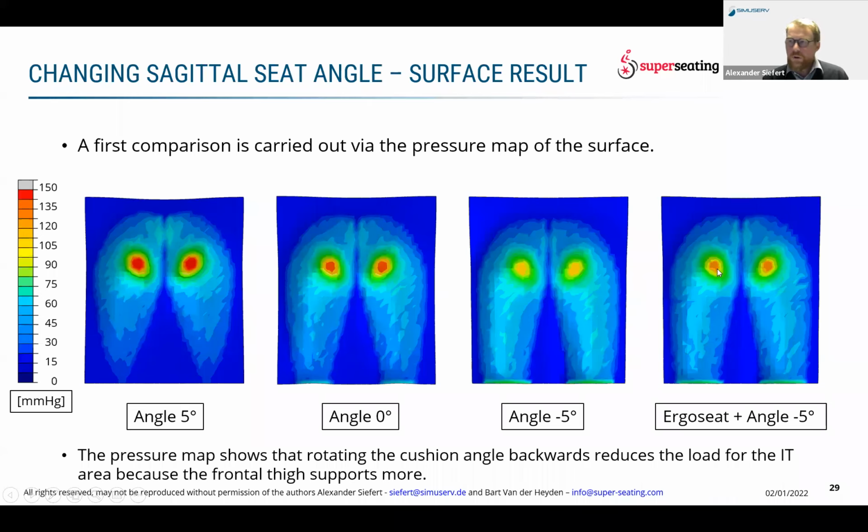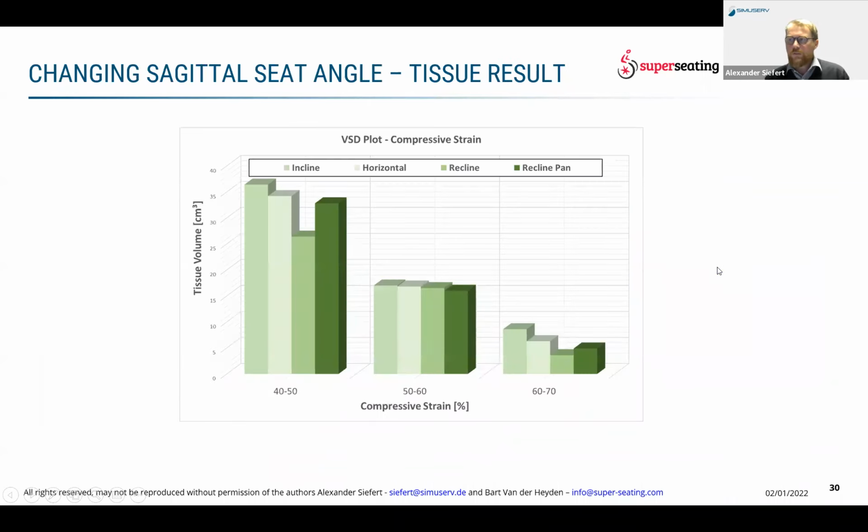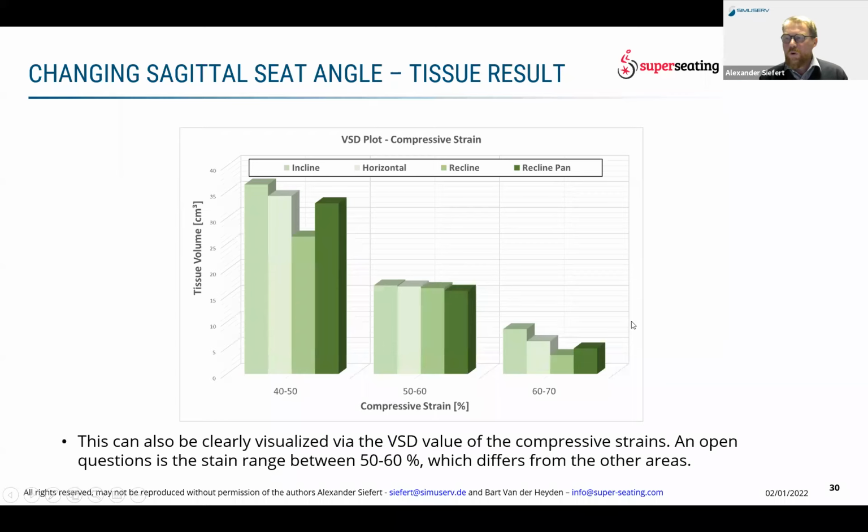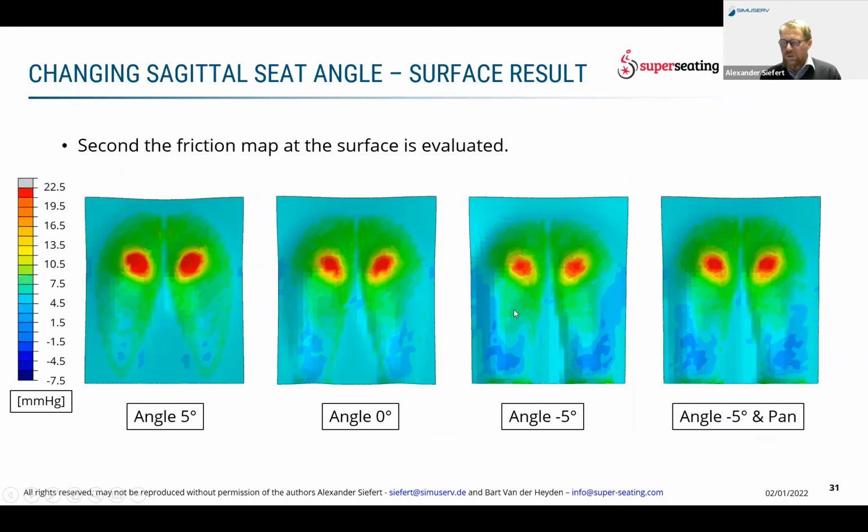What we did on top was look at the compressive strain, once again looking at the critical value ranges of 40 to 50, 50 to 60, and 60 to 70. This is somehow showing the same: on the left side, the incline setup has the highest value, horizontal is lower, recline is lowest, and the ergo seat comes back up. So this just visualizes it a little bit more. Then we focused on a more interesting part. It was also a little bit surprising, and we need a little bit of understanding of what's going on there.